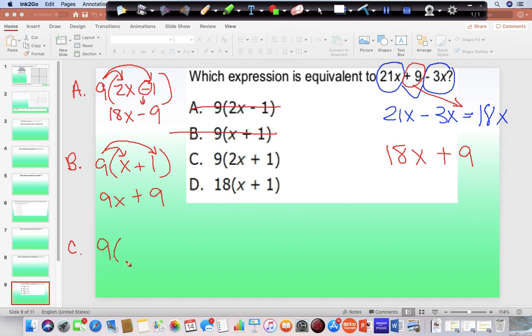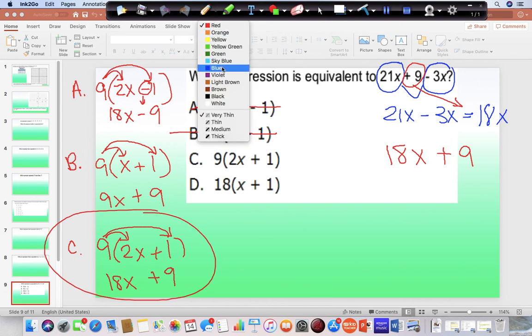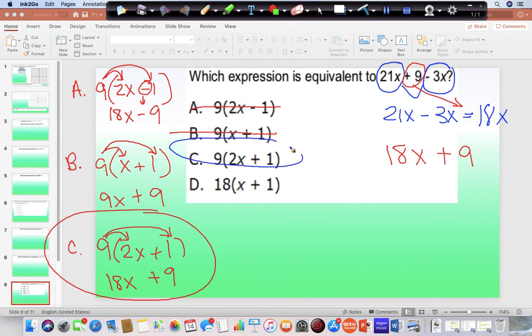C says 9 times 2x plus 1. We want to multiply that number on the outside by both numbers or variables on the inside. 9 times 2x gives me 18x, and 9 times 1 gives me 9. We want to bring down that plus sign. This one is correct, okay? We figured it out. It is C. C gave us that 18x plus 9.